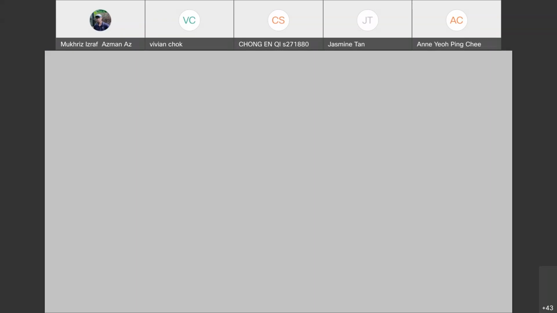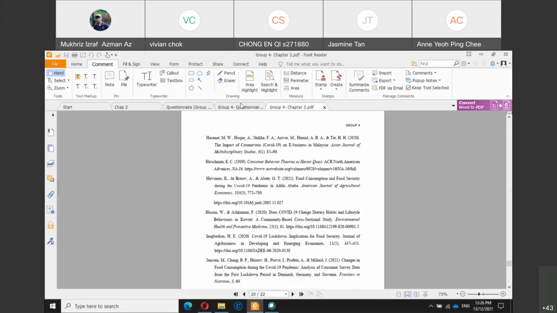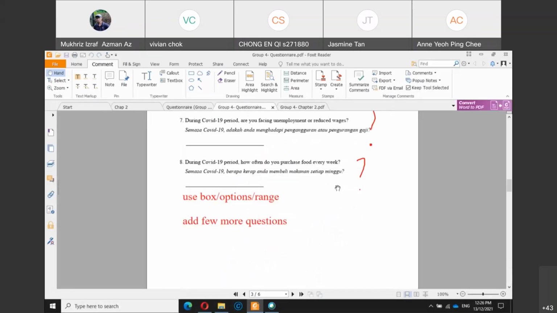Is it possible to change it to savings instead? Sorry? Can we change to savings instead of using monthly income? No. Don't simply change from this to this. That's why I keep on reminding you all the time. Because the topic that you are doing is very common, about intention to use online services.